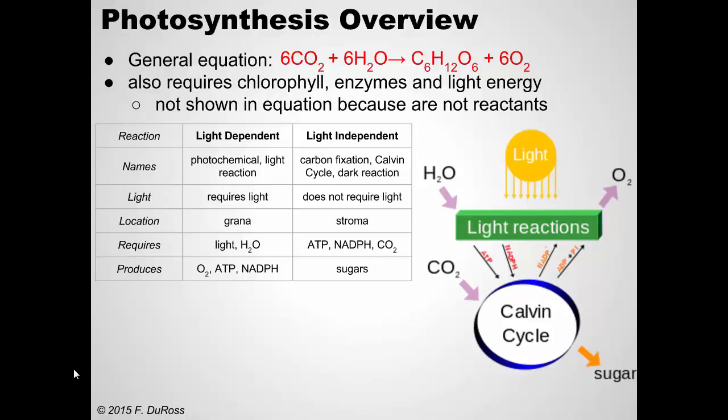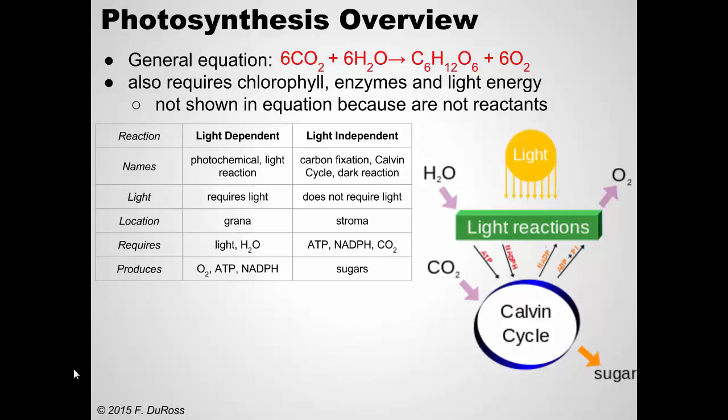The light-dependent reactions are often called the photochemical reactions of photosynthesis. They require light, that's why they're called that. This happens in the grana, so in the stacks of those poker chips that you see inside of a chloroplast. It requires light and it requires water. The end products of the light-dependent reactions are oxygen, ATP, and NADPH.